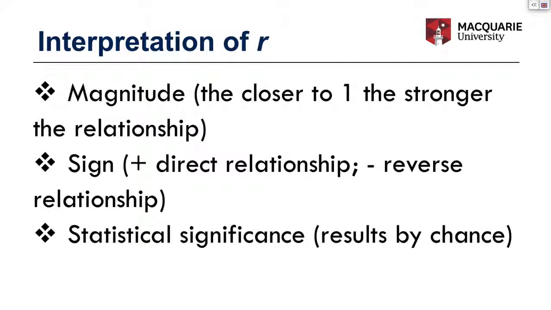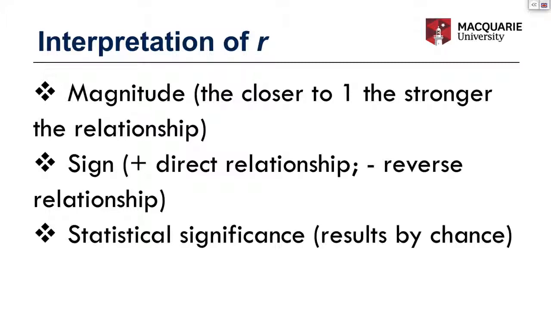The first one is the magnitude of the correlation. The closer the value of the correlation coefficient to 1, the stronger the relationship would be. And if you get a correlation of 1, then it means perfect correlation.